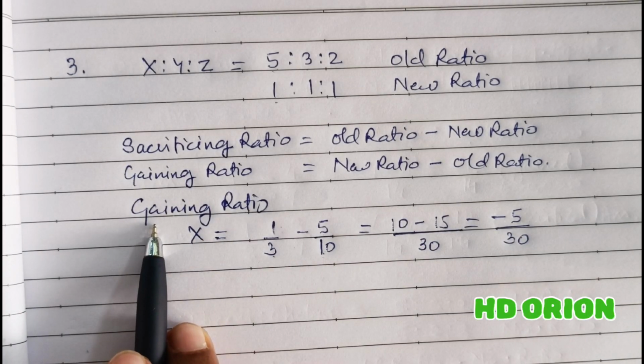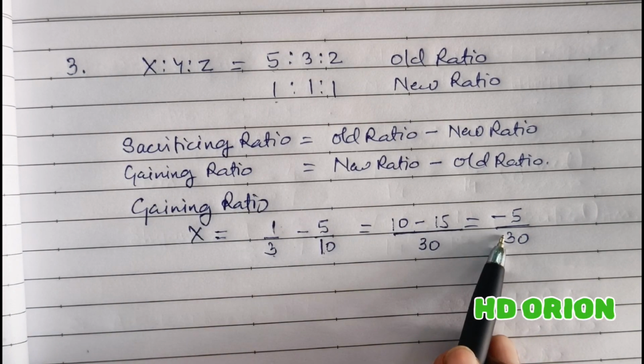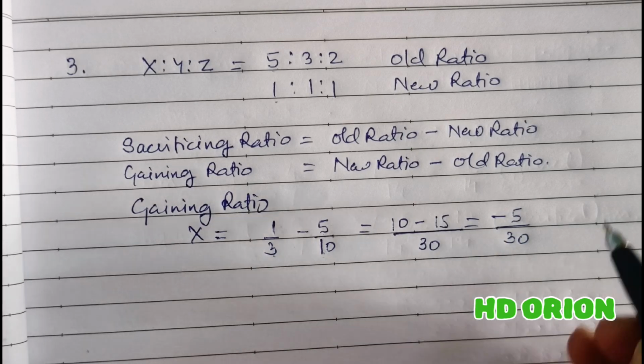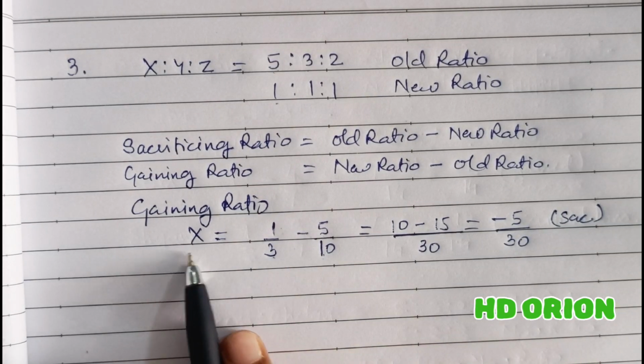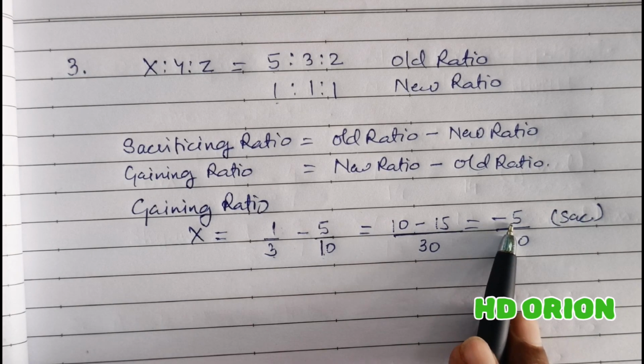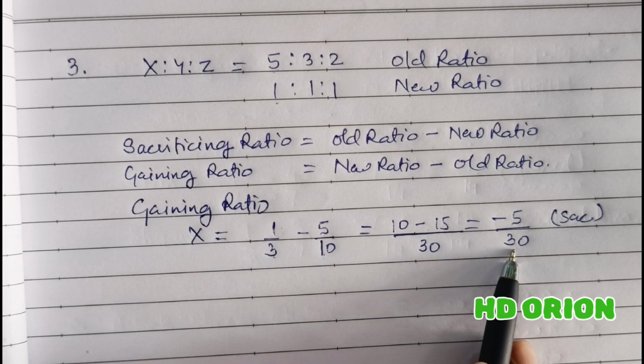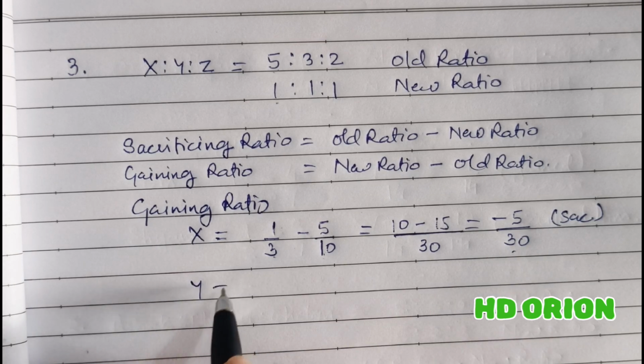You see, we are calculating the gaining ratio and the answer is in negative. It means it is sacrificed. Sacrificed means X has sacrificed 5/30th portion of the total profit to somebody. And who is this somebody? The other partners. Let us see for Y.